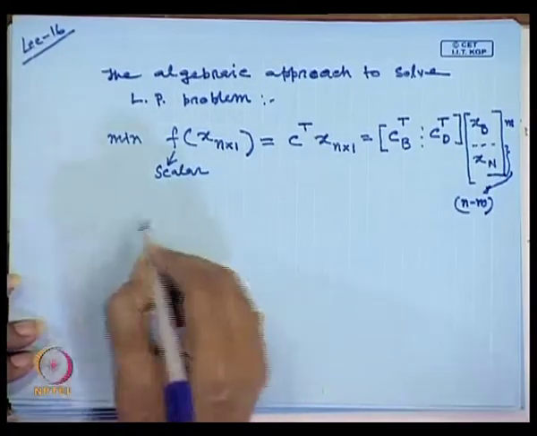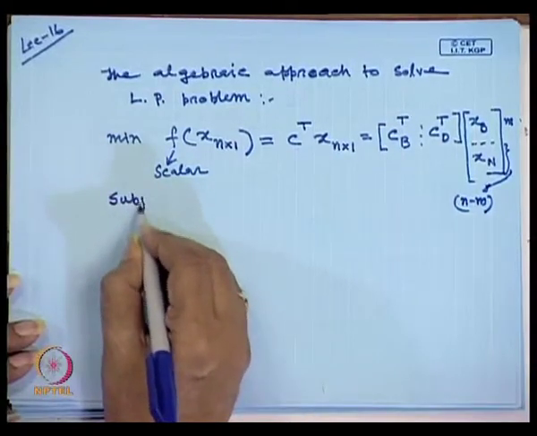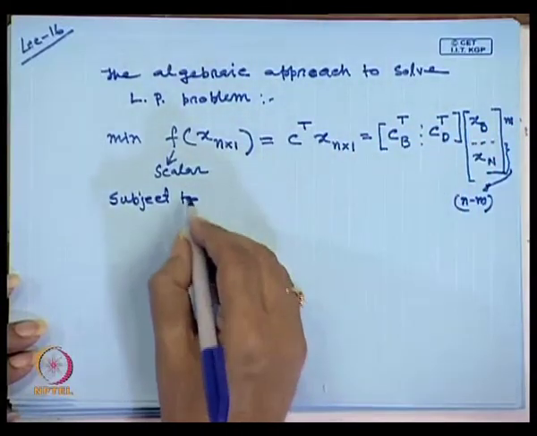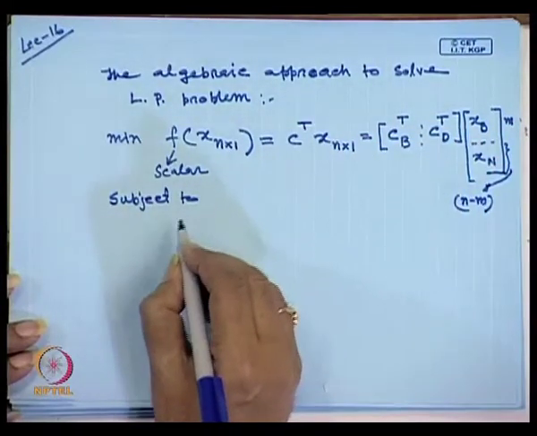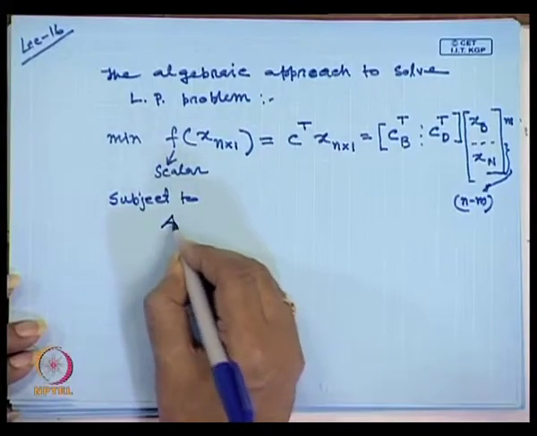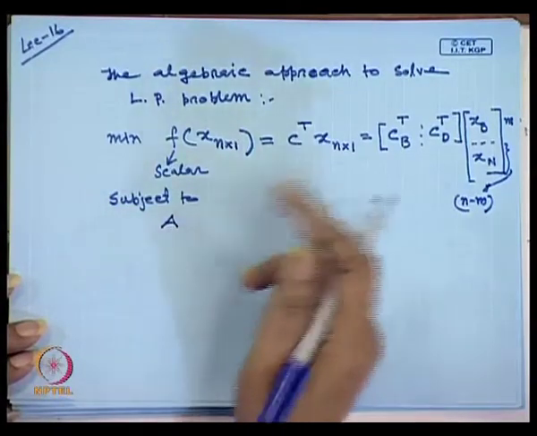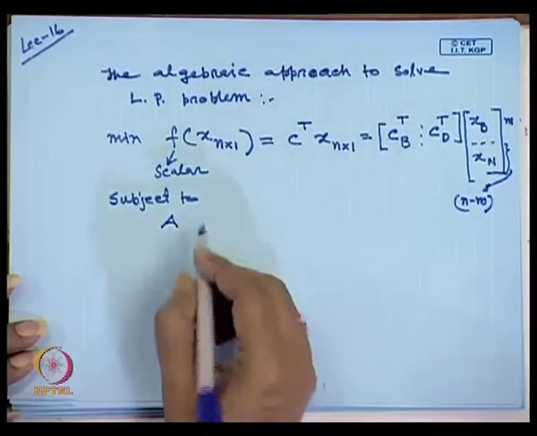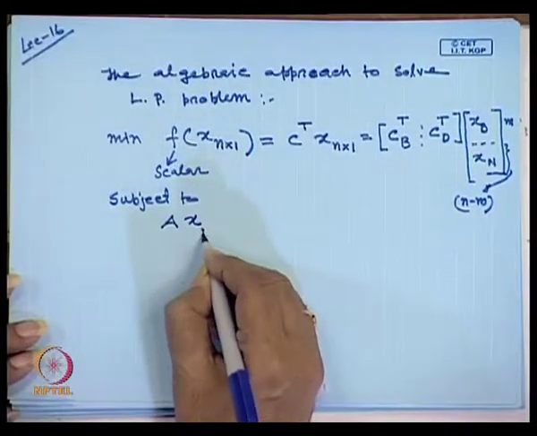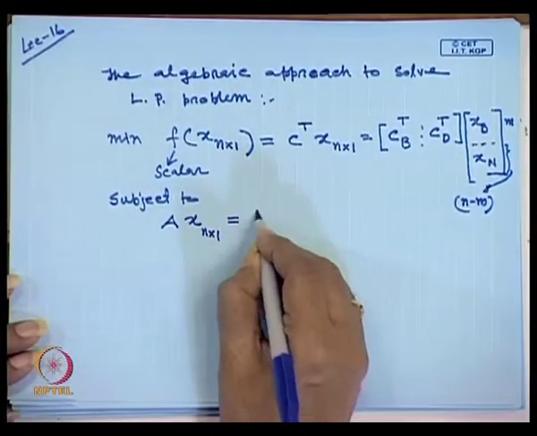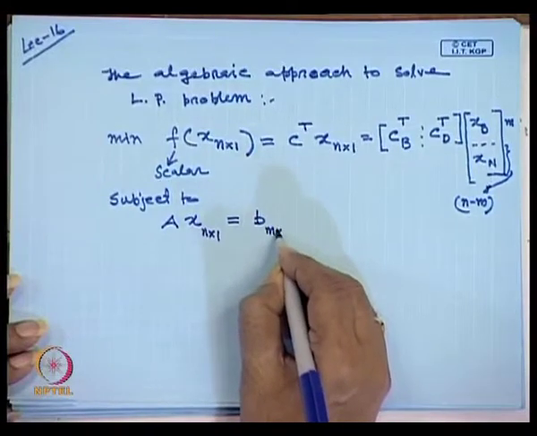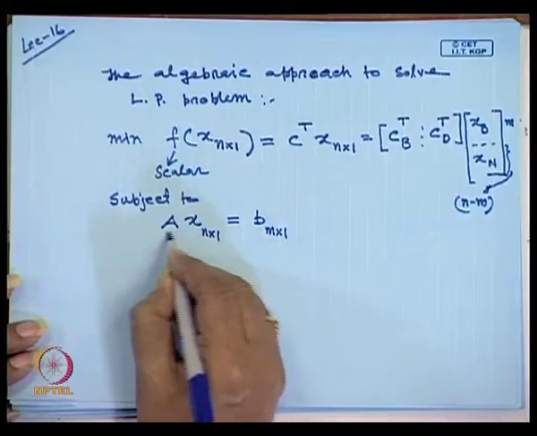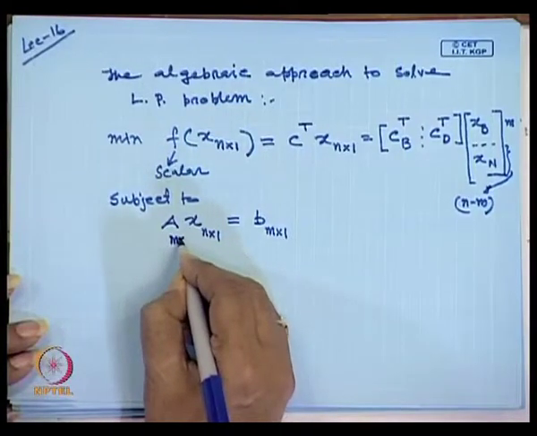And subject to what? The objective function is a linear function, and it is subject to our constraints, which are a set of linear equations in terms of the x variables, where x has n components. So we have A x equal to b, and we have m linear equations, so the dimension of A will automatically be m cross n.